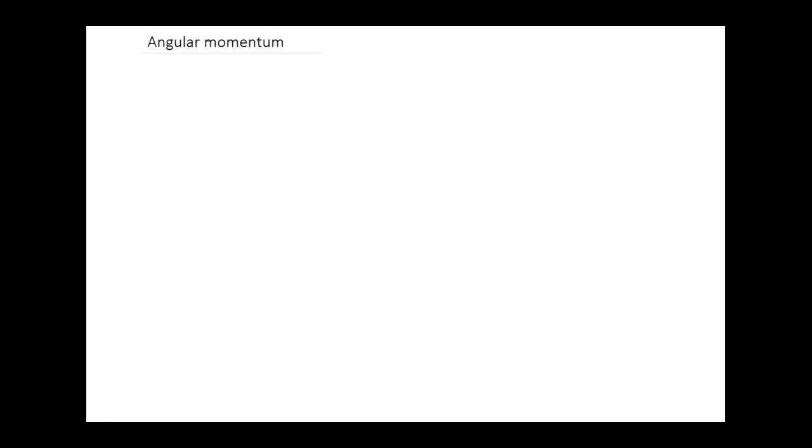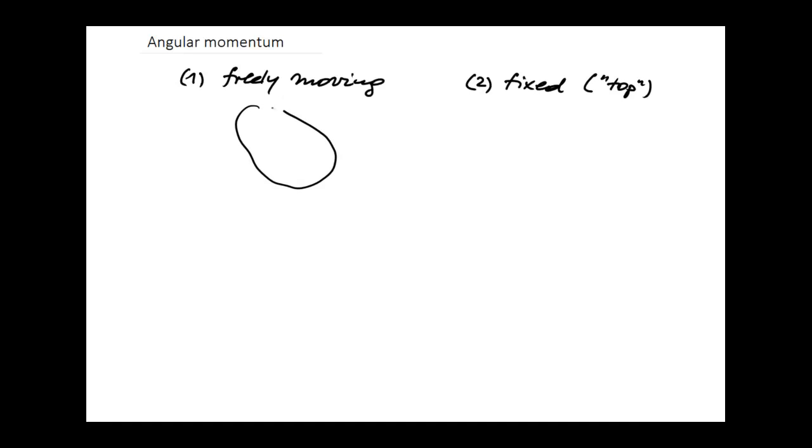So we now have two scenarios. One in which the rigid body is freely moving, and another in which it is fixed at a certain point, i.e. we are dealing with a top. Let me draw the rigid body, which somewhere has its center of mass, which I denote by C.